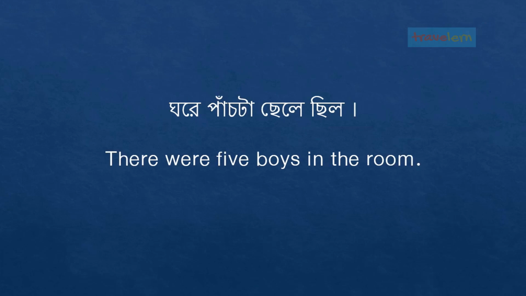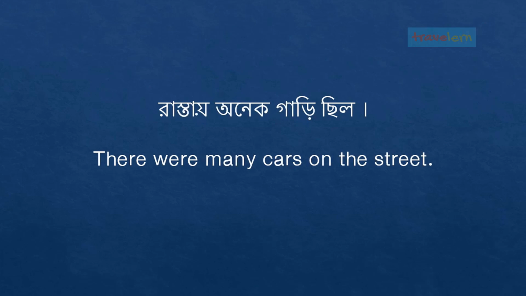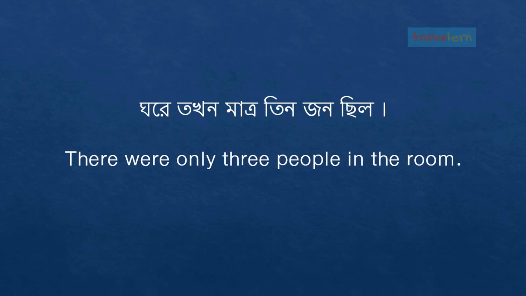ঘরে 5টা ছেলে ছিল। There were 5 boys in the room. রাস্তায় অনেক গাড়ি ছিল। There were many cars on the street. ঘরে তখন মাত্র 3 জন ছিল। There were only 3 people in the room.